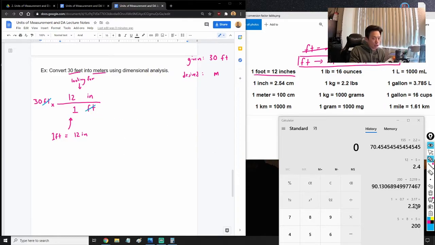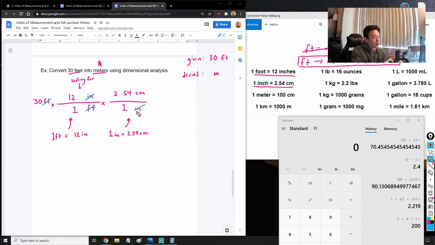And so we just have inches now. Next we're going to use the second one right here. It looks like we have 1 inch equals 2.54 centimeters. So we're going to set up another fraction. We have inches up here, so I want to get rid of inches, because remember, we're still looking for meters. We're going to put 1 inch on the bottom, and 2.54 centimeters on the top. And then the inches are going to cancel out.